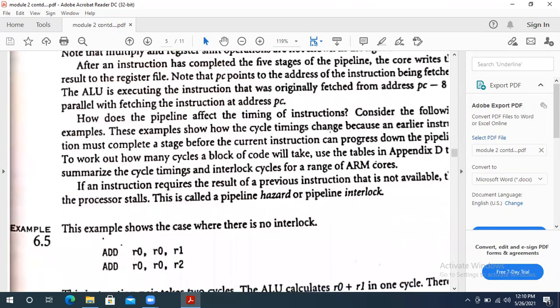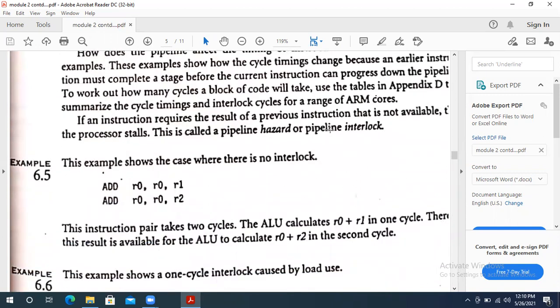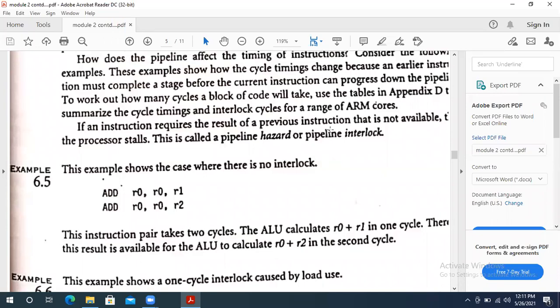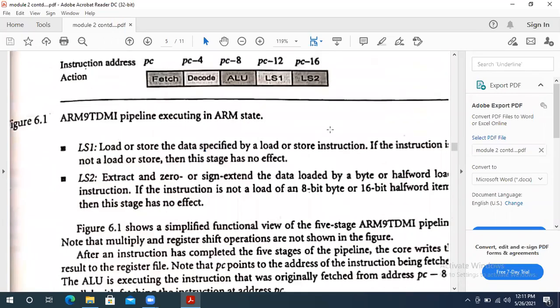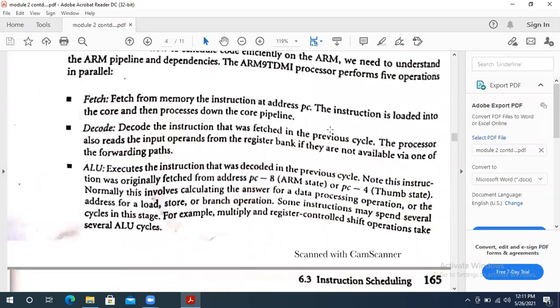Is it clear? If you have any doubts in these five operations, please let me know.